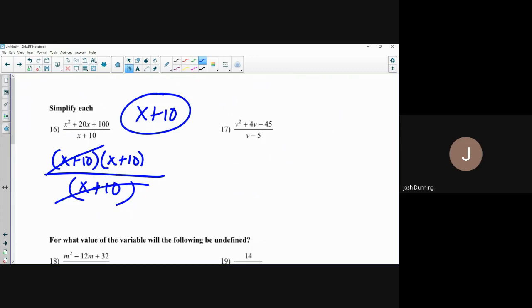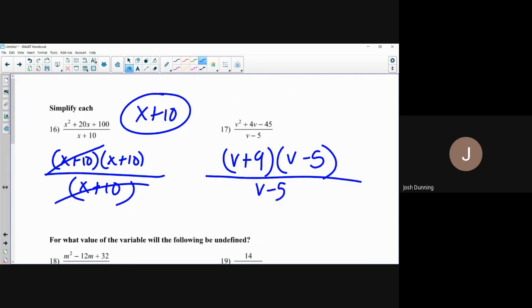17, 9 and 5. 9 minus 5 is 4, so 5 is the negative. And then b minus 5 cancel. B plus 9 is your answer.